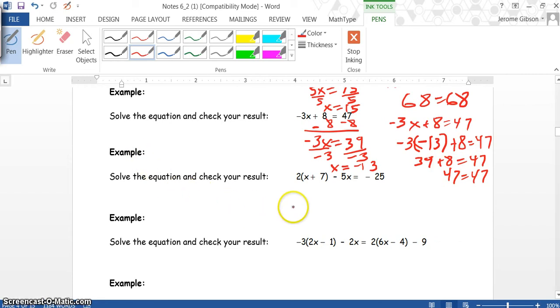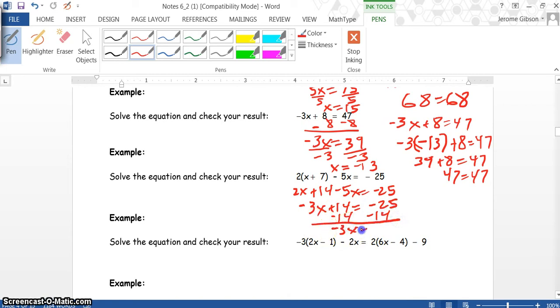Now, we have this next example. It says solve the equation and check your result. Now, of course, we do this distributive property. We have 2x plus 14 minus 5x equals a negative 25. 2x minus 5x is a negative 3x plus 14 equals a negative 25. Now we will subtract 14 on both sides. And we have negative 3x equals negative 39.